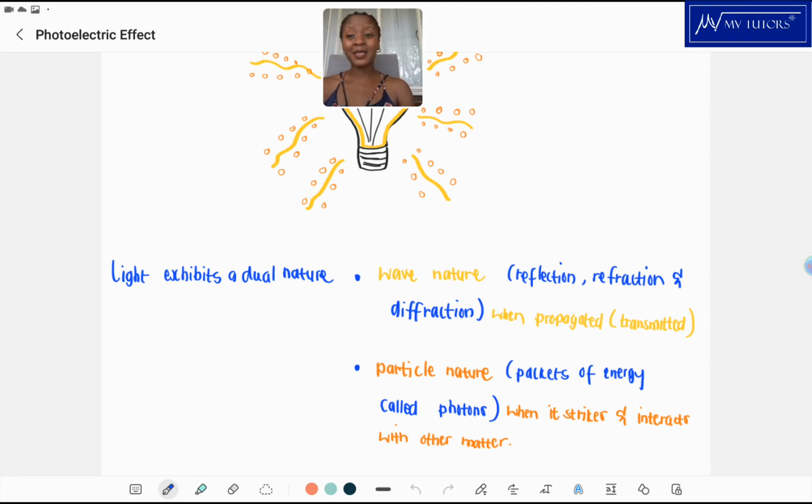There's also the particle nature, and light actually travels in packets of energy, and those packets of energy are called photons. We see this particle nature when it strikes and interacts with other matter. Hence when light strikes a metal surface, it ejects electrons. That is the particle nature of light. But we need light with sufficient frequency, and frequency refers to the wave nature.